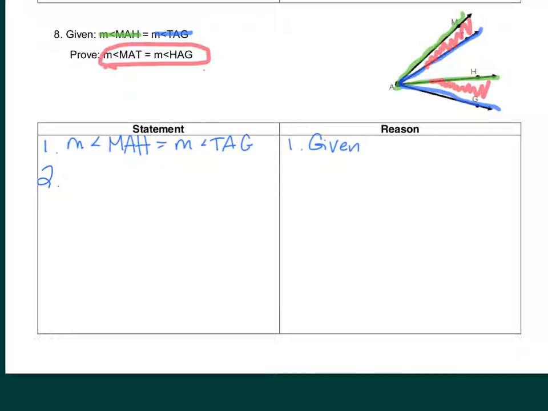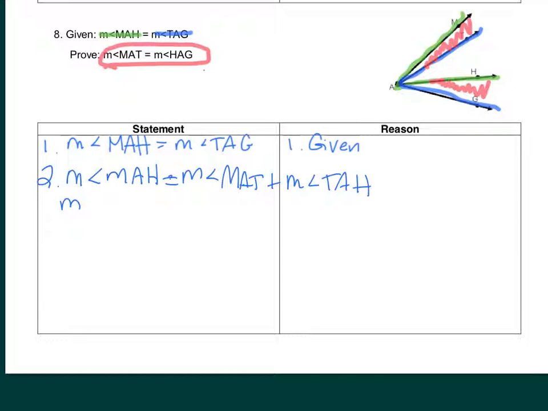So let's go and talk about what the angles are made of. Measure of angle MAH. What's that made of? Equals the measure of angle MAT plus the measure of angle TAH. I know it's a little hard to see, and I'm writing very large too.